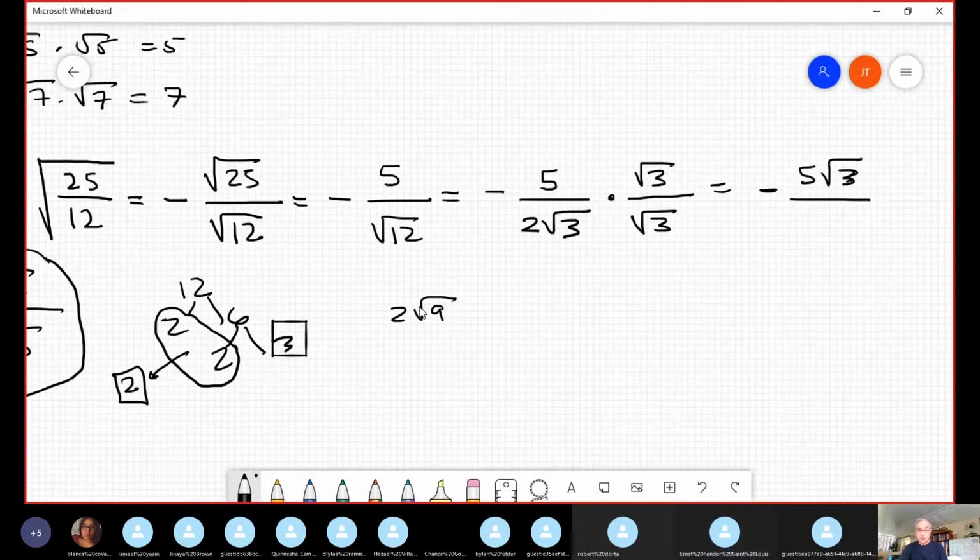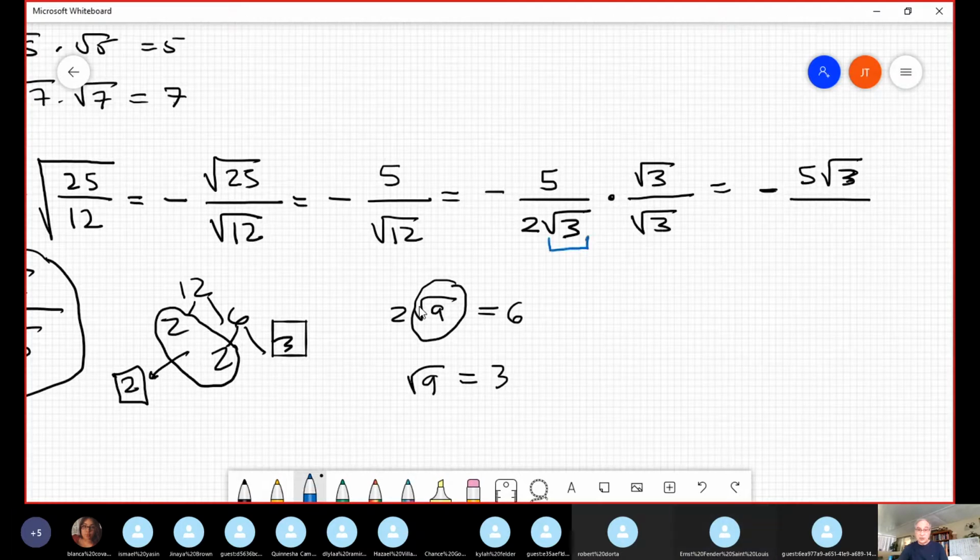But we don't finish, because who is radical 9? What number is radical 9? It's equal to 3, and 3 times 2 is 6. Okay, so the shortcut: you multiply radical 3 times radical 3 is 3. Yes or no? Yes. And 3 times 2 is 6. End of story. It's the final answer.